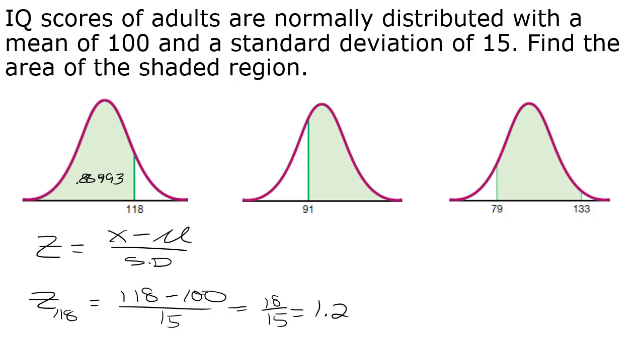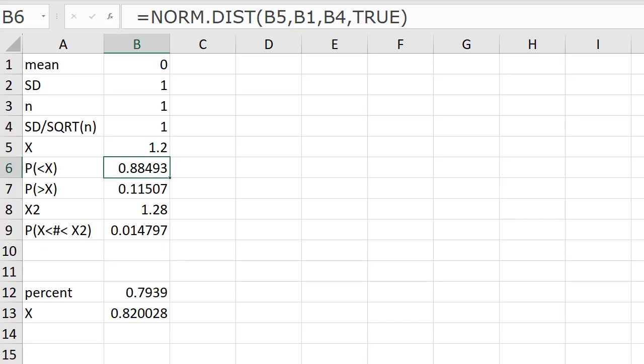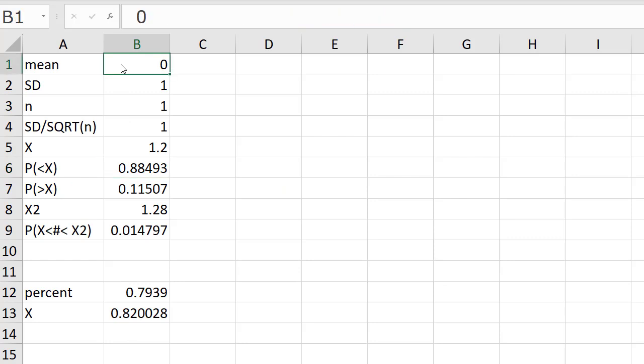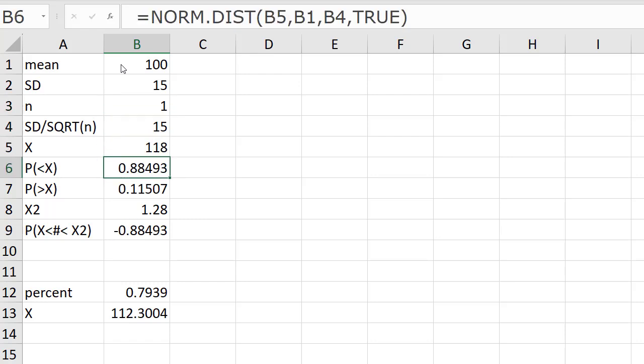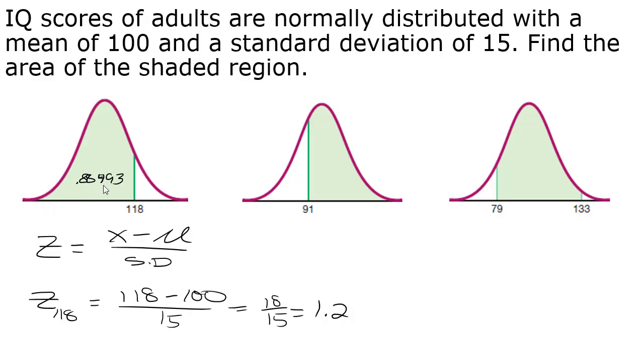But what if we didn't want to hassle with converting them to a z-score? Let's just use the raw data of 118 and then the 100 and the 15, right? So now 100 is our mean, our standard deviation is 15, and now we want to do 118, and look what we get, 0.88493, the exact same thing.